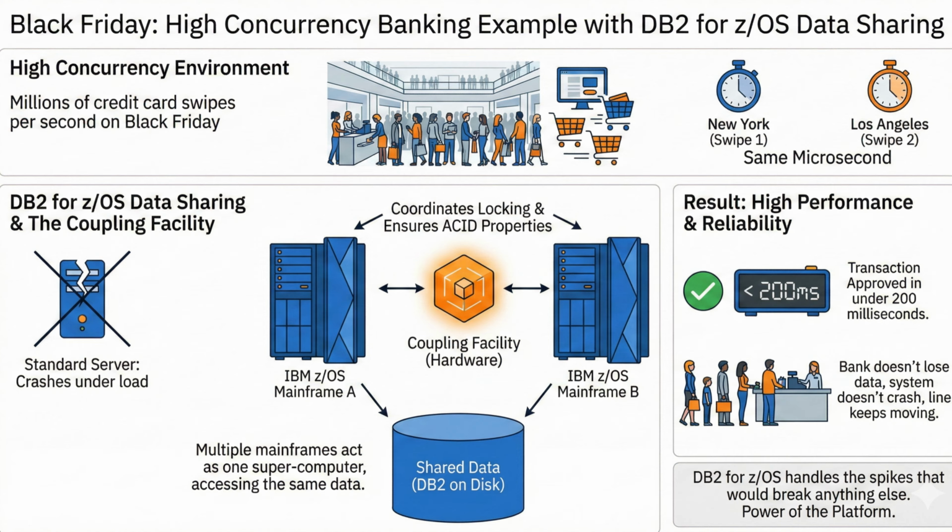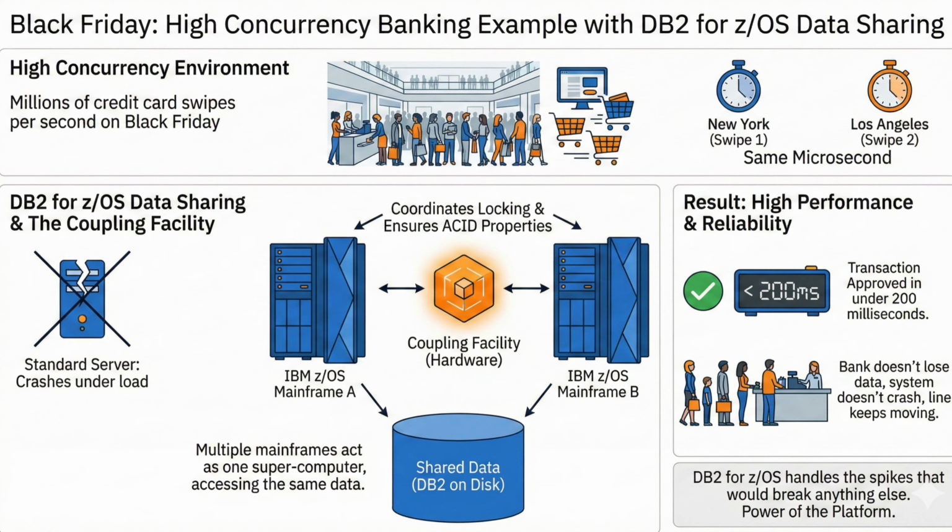But on DB2 for z/OS, they use a feature called data sharing. This is where multiple mainframes act as one single supercomputer. They all access the same data on the disk. There's a specialized piece of hardware called the coupling facility that coordinates the locking between these machines. So when you swipe your card in New York, the request hits mainframe A. At the exact same microsecond, your spouse swipes a card on the same account in Los Angeles, and that request hits mainframe B.